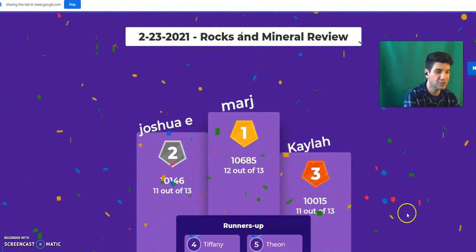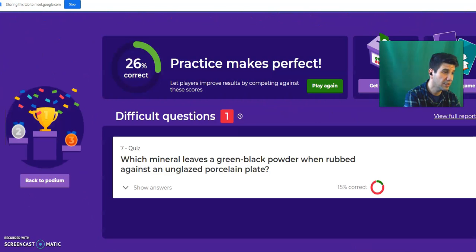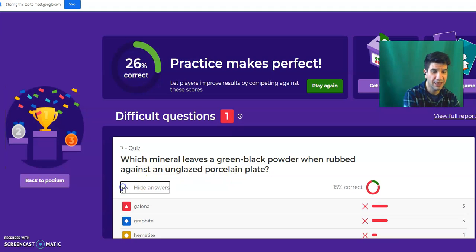Really, we only had one question where most people didn't get it right, and that was number 7. Which mineral leaves a greenish-black powder when rubbed against an unglazed porcelain plate? And again, that would have to be pyrite. And again, you're just going to go to the ESRT back page for that.